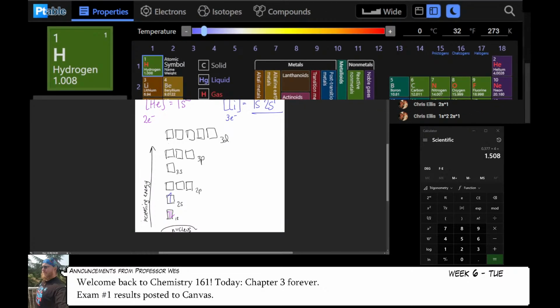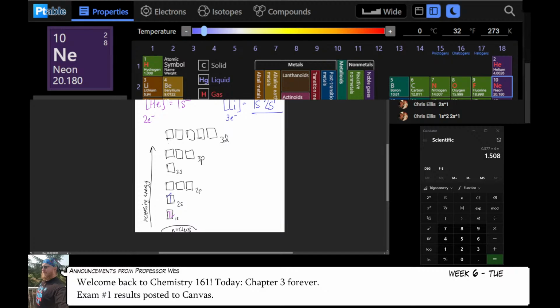All right. Notice that for the first 3 elements, I filled the entire n equals 1 level after helium. So once I put in 2 electrons, all of n equals 1 was full, and I had to go to n equals 2, which incidentally is the second row of the periodic table. What do you think happens when I do neon? Let's do neon's electron configuration real quick.